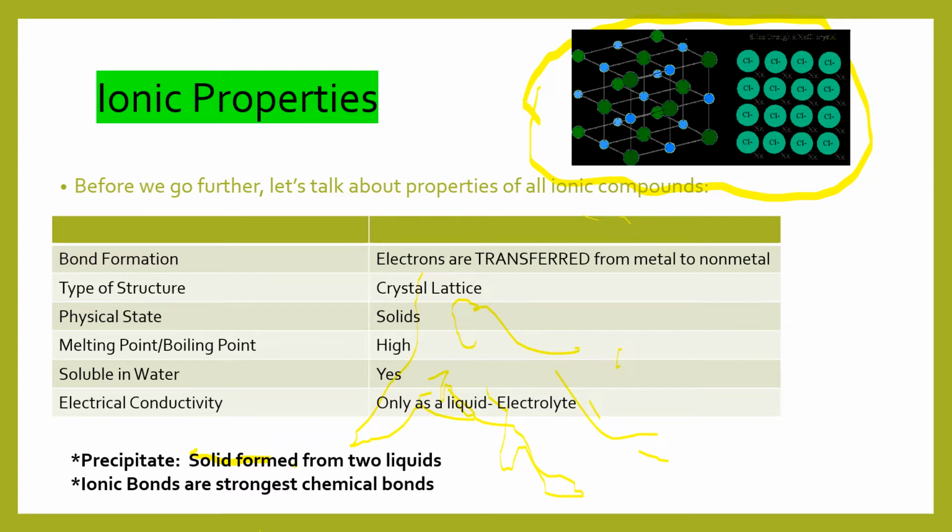Electrical conductivity. Here's another vocab word you need to know, electrolyte. Ionic compounds will only conduct electricity in a liquid form. If you try to get them to conduct electricity as a solid, it's not going to happen. It has to happen as a liquid, and that's called an electrolyte, okay? So important vocab words you need to know.